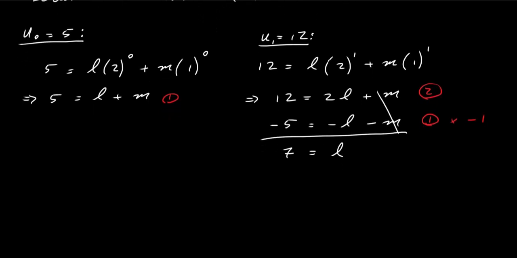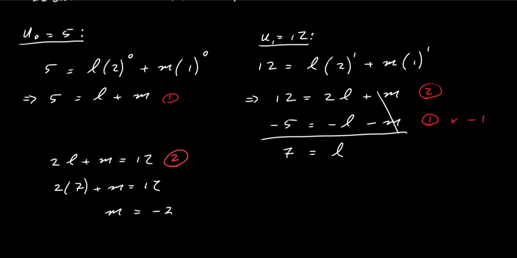So if L is equal to 7, I'm just going to take 2L plus M is equal to 12. This is equation number 2. And I'm just going to stick in L, so it's going to be 2 times 7 plus M is equal to 12. That just gives me 2 7s are 14, and M is equal to minus 2.